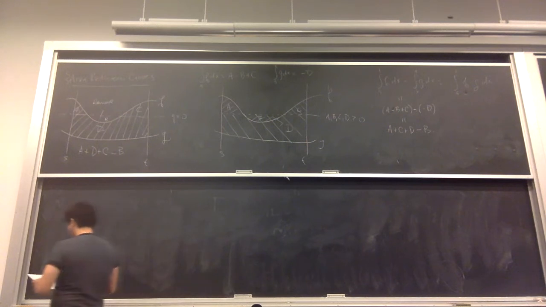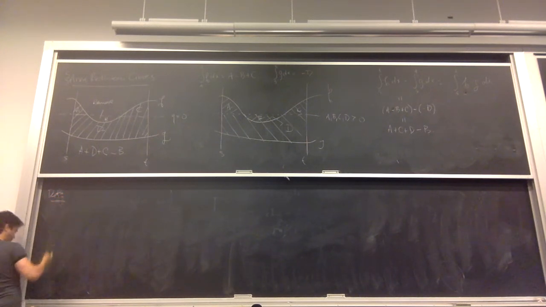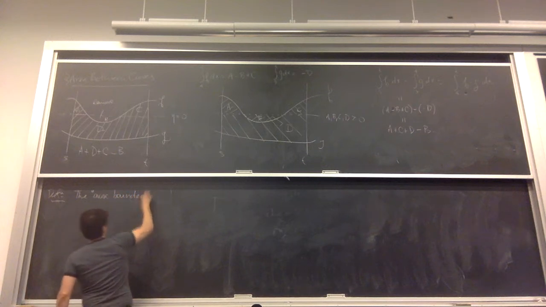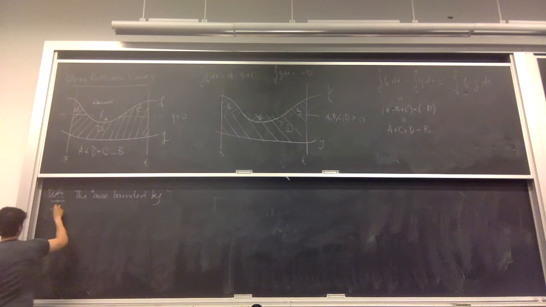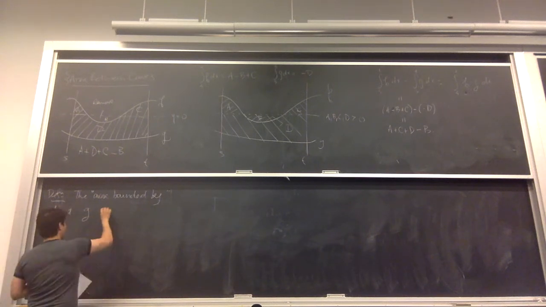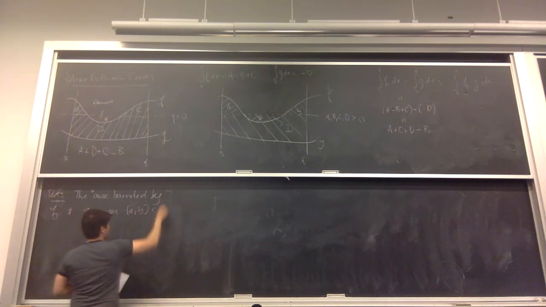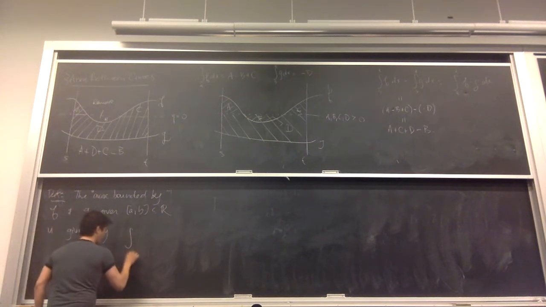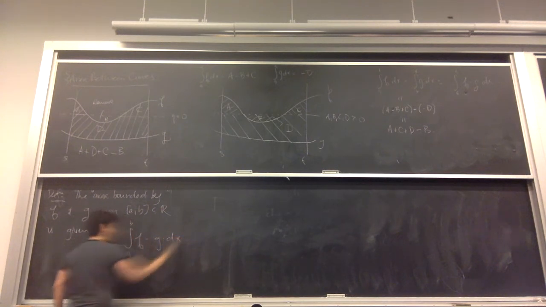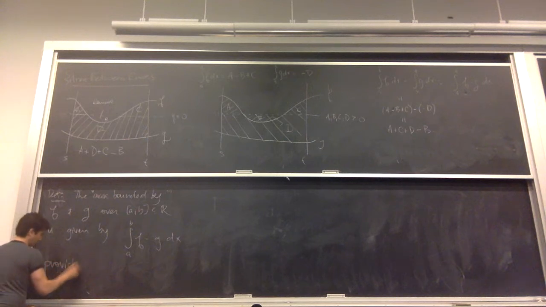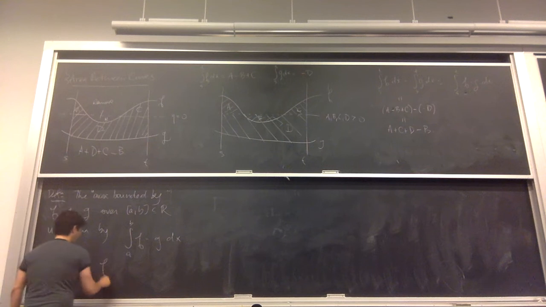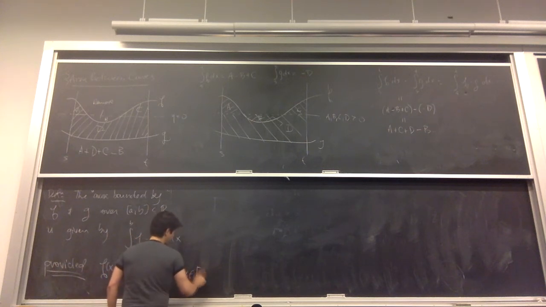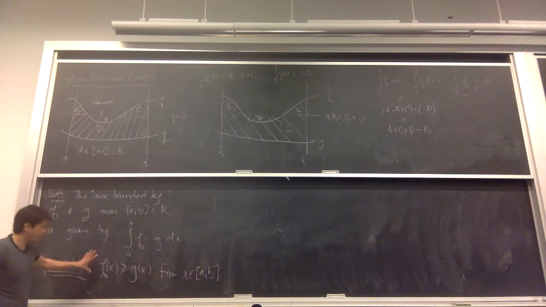Or maybe I should give you a definition first. The area bounded by f and g over this interval is given by the integral from a to b of f minus g dx, provided, and that's very important, that f of x is greater than or equal to g of x for x in the interval. This is just a statement that says f has to be the one on the top.